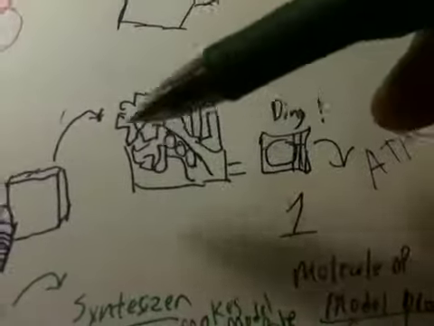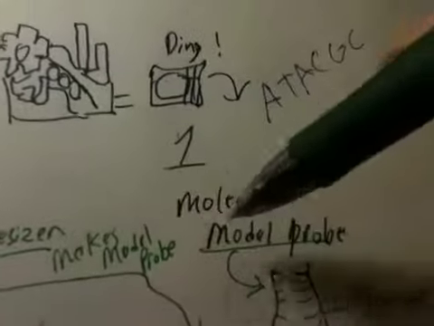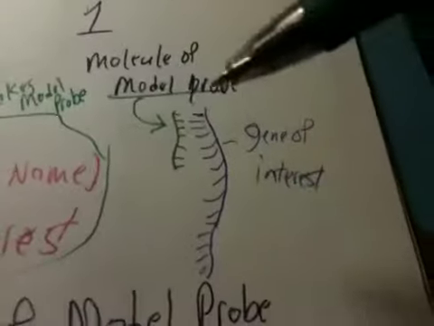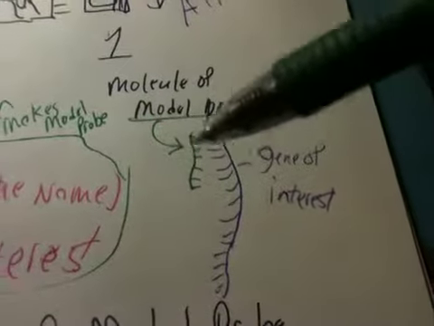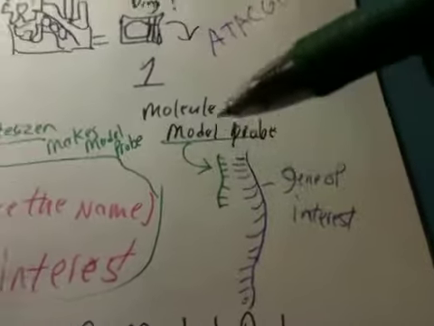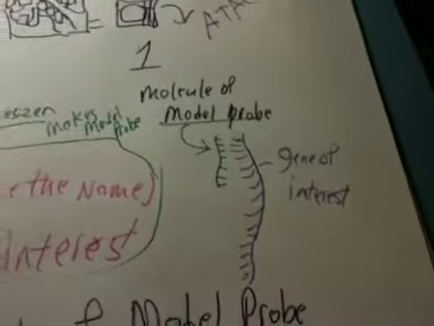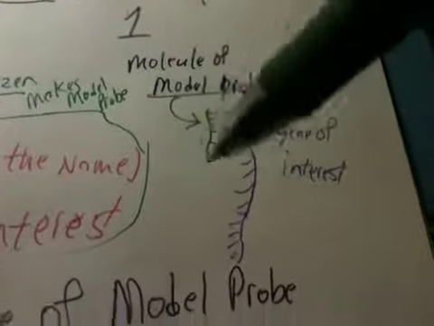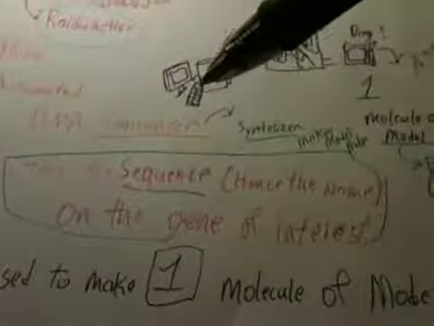This is supposed to be a factory. I know it's very hastily drawn, but we make it, and it's going to make one molecule of a model probe. And so what we can do is expose that to the gene of interest, and since it's single-stranded, small, and complementary, it's going to bind. Now I want to make a point here: this is not radioactive yet. It isn't glowing the moment it comes out. But what we have done with the automated DNA synthesizer is make one molecule of the model probe.